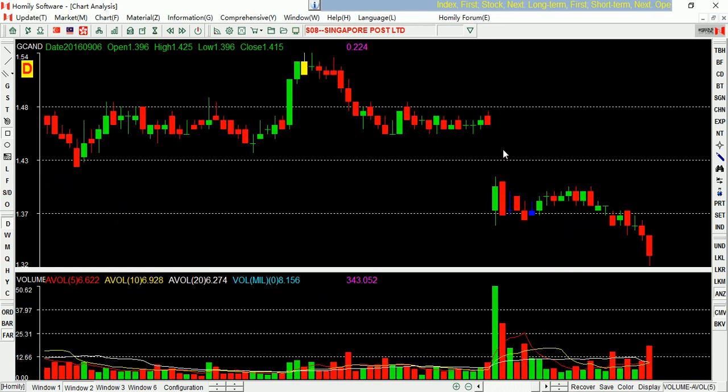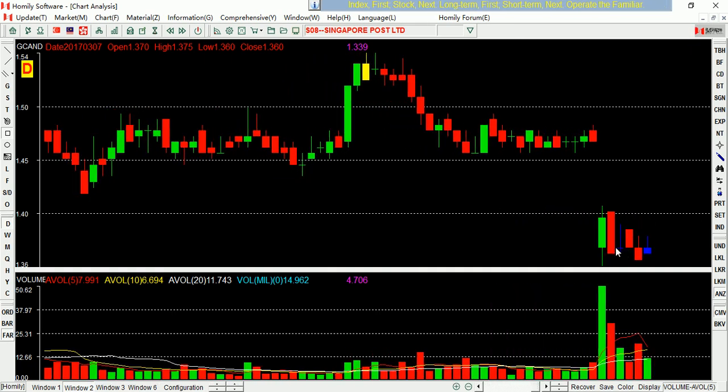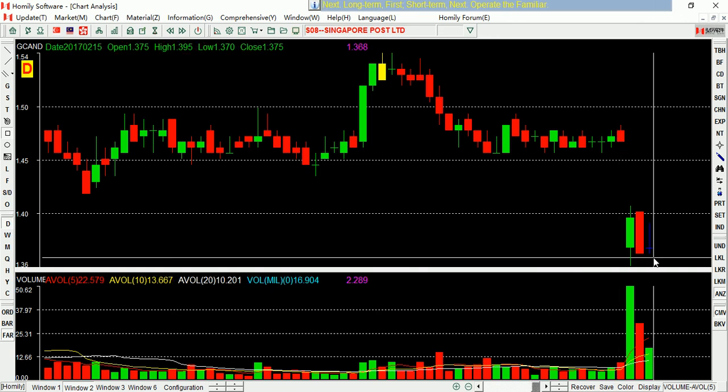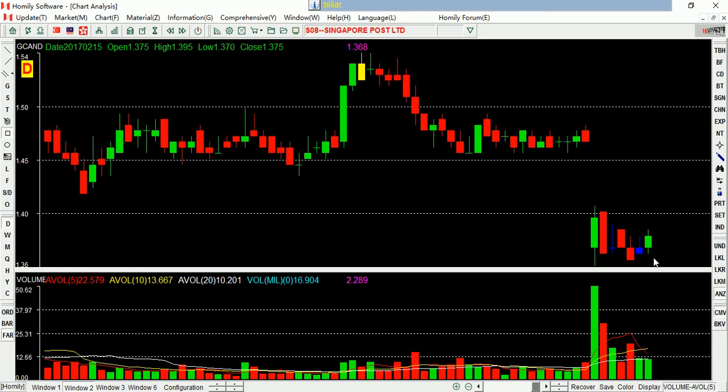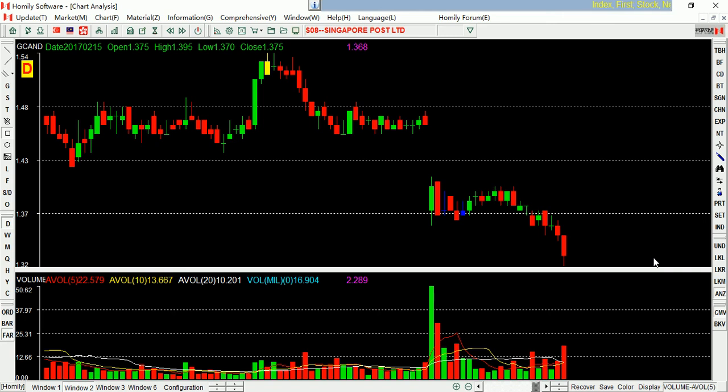So let's see this one. Singapore Post. The blue candlestick appears, but why this candlestick, if you see here, can buy or not? Cannot. Why? The volume increase or not? Not yet. Buy or not? Still wait and see. The next day, buy or not? Still wait and see. Cannot buy. If you buy, you will lose some money, right? So here, can buy or not? Cannot, because if you see the blue candlestick appears, but the volume decreases, we cannot buy.